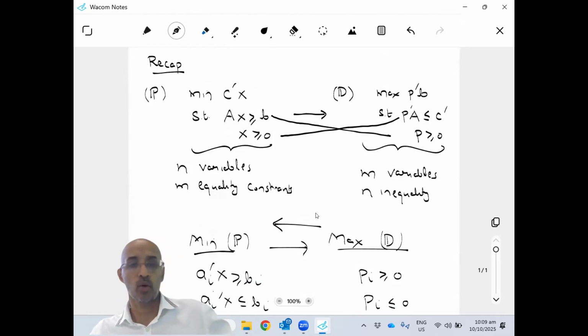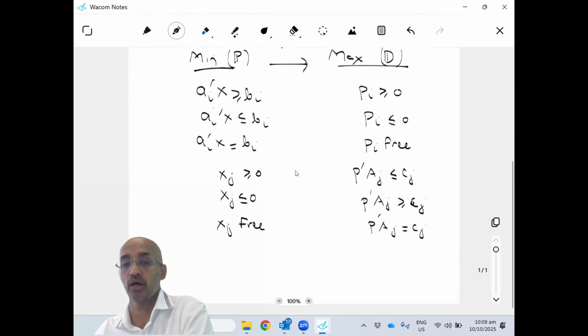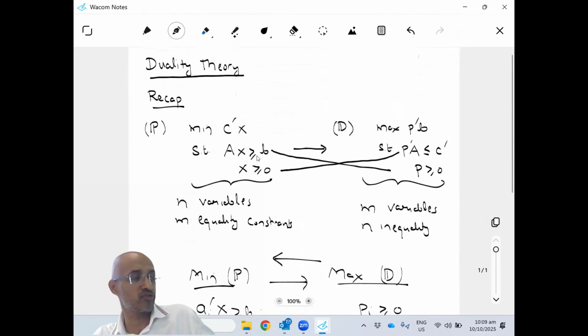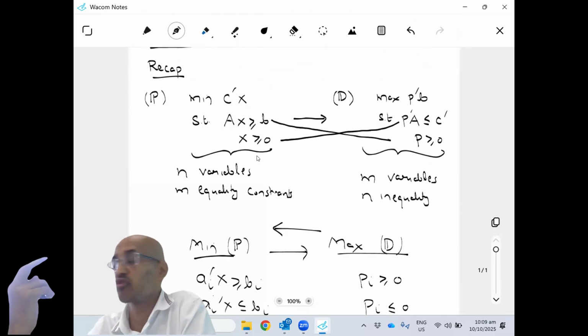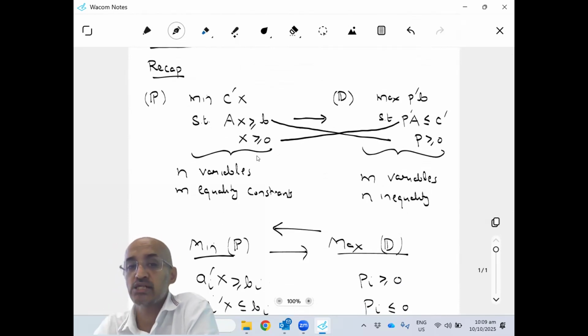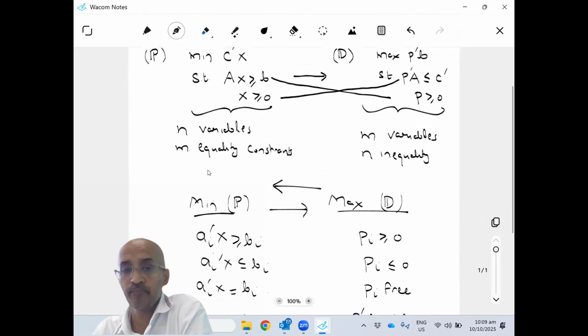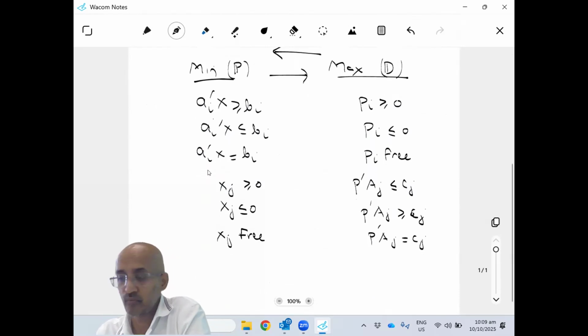Now, what was the most important implication of this? We basically saw two critical results which relate the primal and the dual. The first, which we saw yesterday, was this concept of weak duality.